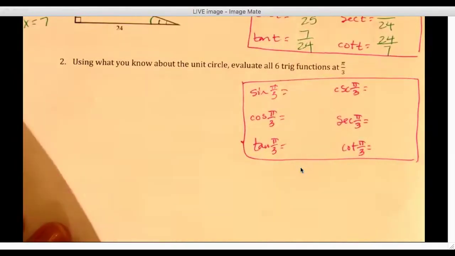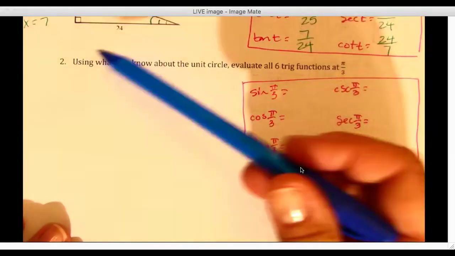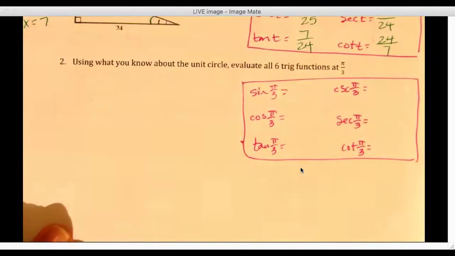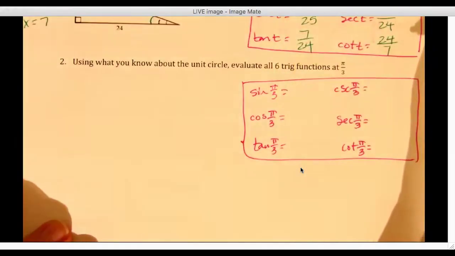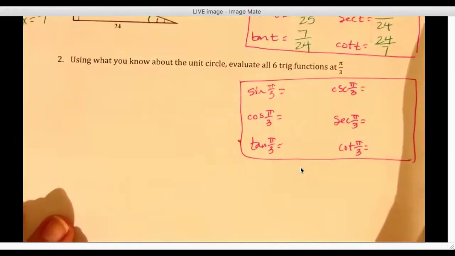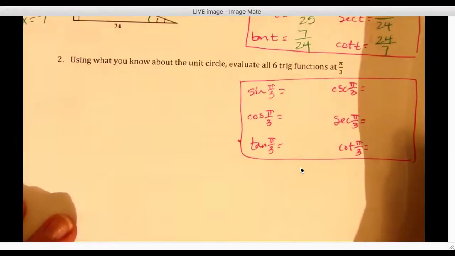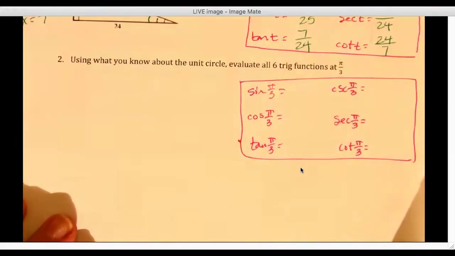Number 2 has an angle of pi over 3, and it says, using what you know about the unit circle, evaluate all 6 trig functions. So sine and cosine here are the ones that are around the unit circle that you should have memorized now. If at this point you have not memorized that unit circle with the coordinates around it, the angles in degrees and radians, that needs to get memorized now. If you don't have that done yet, it should have already been done. So make sure that you put the work in time to memorize that unit circle.